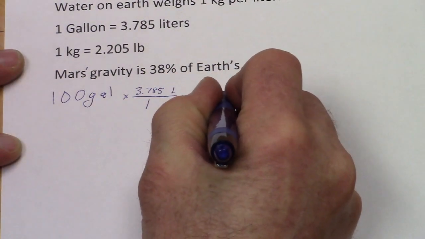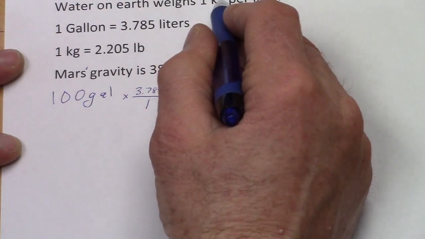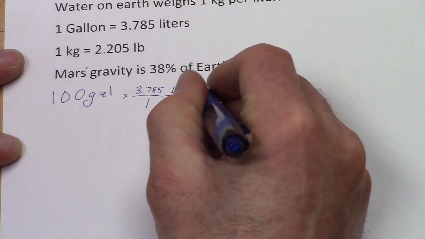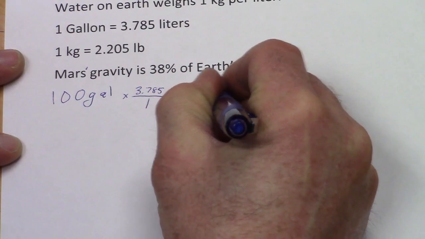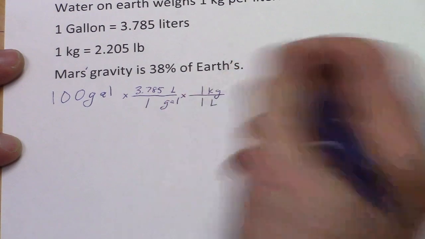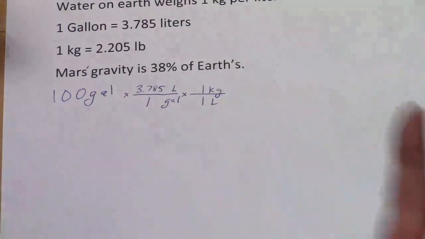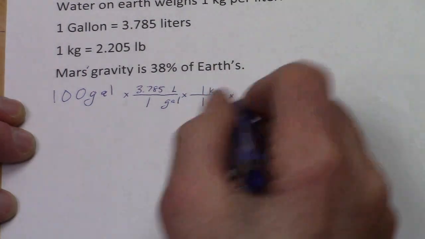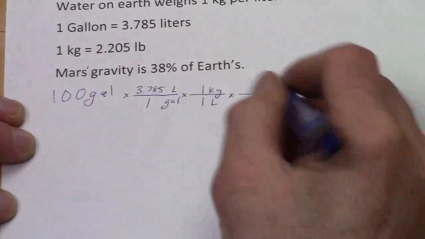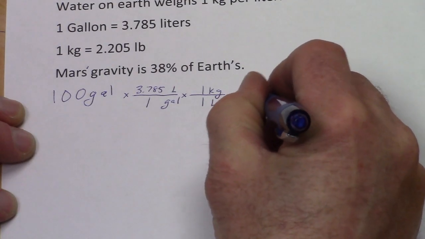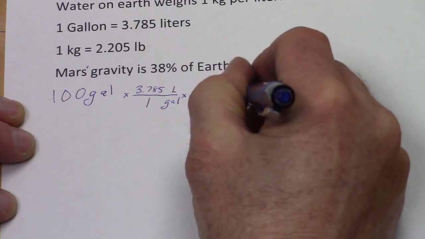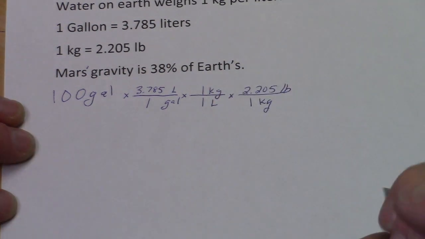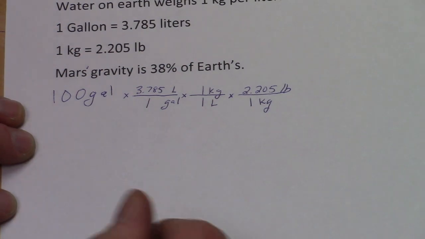And then we can convert liters of water to kilograms. So 1 kilogram, basically, it's just 1 to 1. 1 kilogram is 1 liter. So that's not really going to change anything other than just note that the units there change. And here we can now change kilograms to pounds, because 1 kilogram is equivalent to 2.205 pounds.